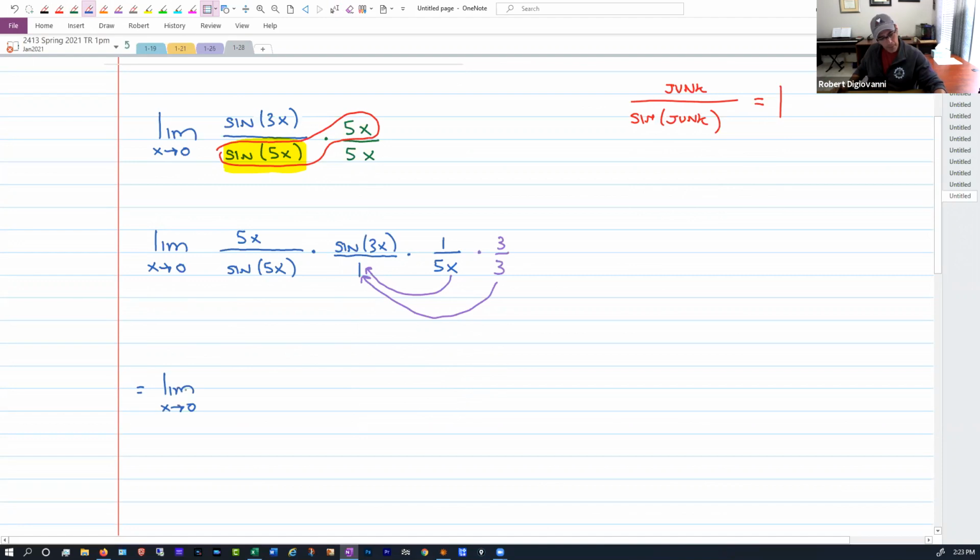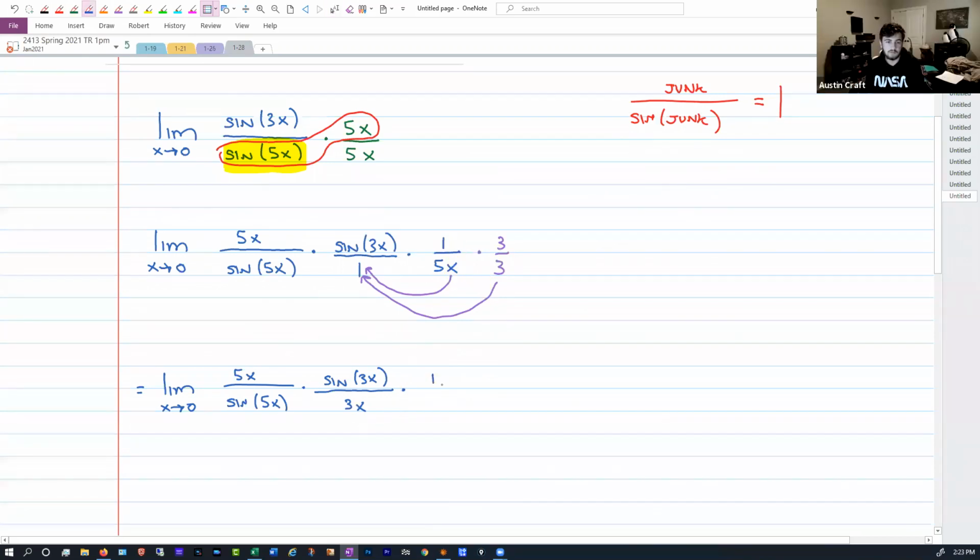Rewrite everything. Got 5x here, sine 5x, times, okay, now I've got sine 3x here. And then here, what did I do? I just pulled the x and the 3 in. There it is. So what's still here? If I pull the x and the 3 out, what do I still have here? 3/5. Yeah, I have 1/5 here, and then over here I have 3, and I pulled that 3 off the bottom, so I still have 3 over 1. So yes, that's 3/5.